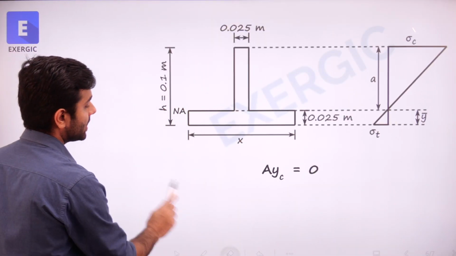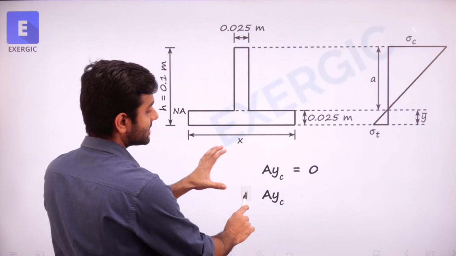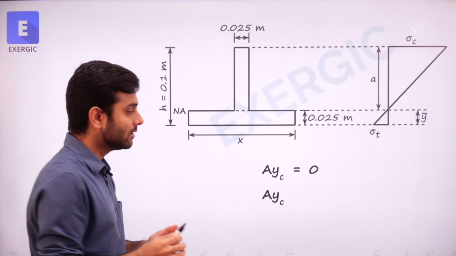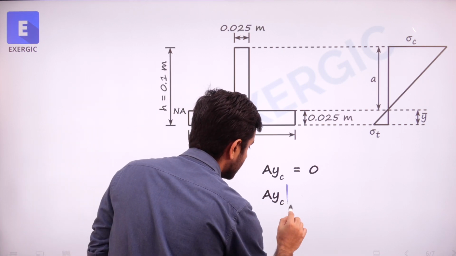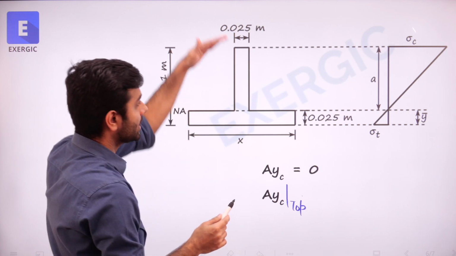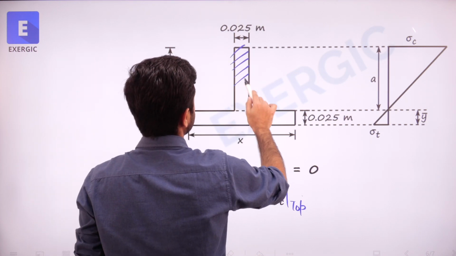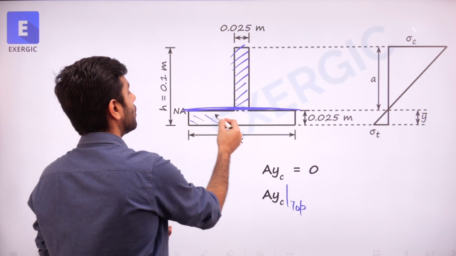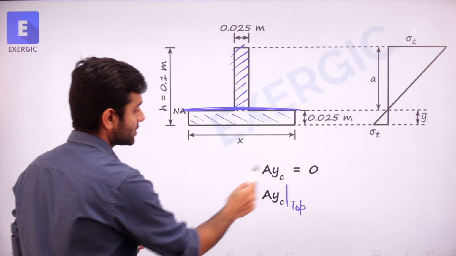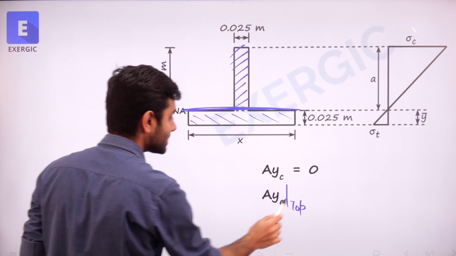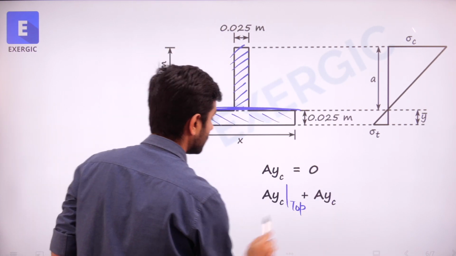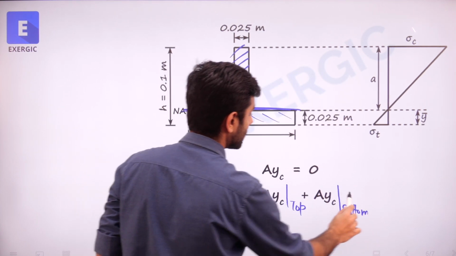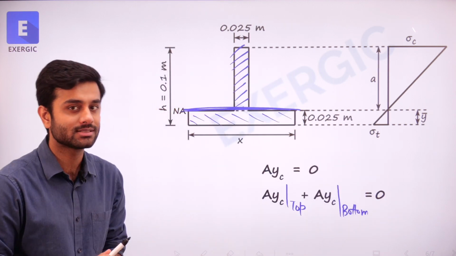This is the expression. As I told you, we will divide it into two parts. This product of area and centroid position. For the top part, let's say above neutral axis, this region I am calling as top, which is above neutral axis, right? This is the neutral axis. And this part I am calling below neutral axis as bottom. So this product for top plus this product for bottom should be equal to 0. This is what it means, correct?